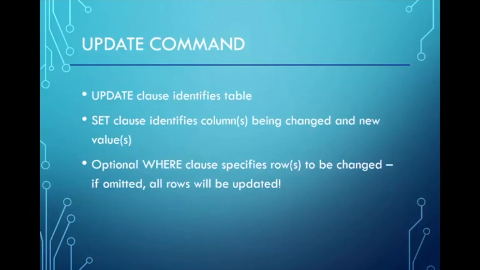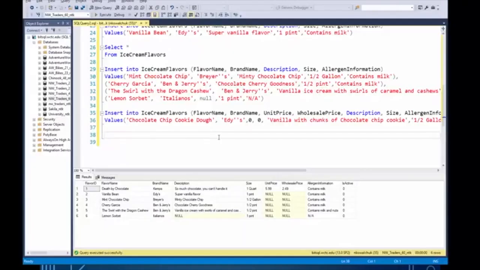So our update command, the update clause identifies the table, the set clause identifies the columns. We can have a where clause. This allows specific rows to be changed. If we skip this clause, all rows get updated. Let's say we want to add some unit prices to this table.